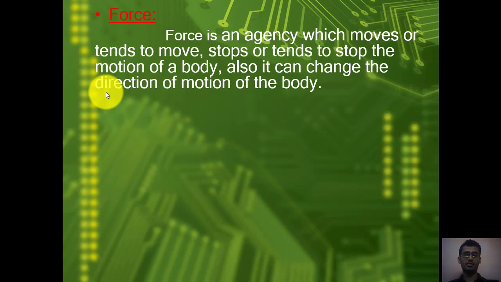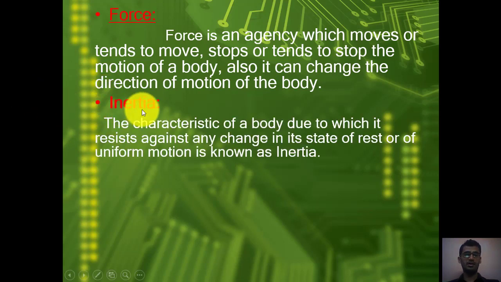Inertia. Students, we have read about inertia, that this is the characteristic of a body due to which it resists any change in its state of rest or of uniform motion. Inertia of the body depends upon the mass of the object. It means that if the object is heavier, then the inertia of the object is larger. And if the object has less mass, then its inertia will be small.